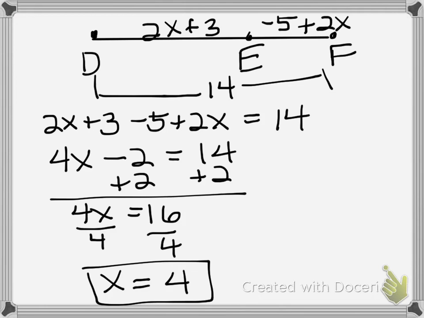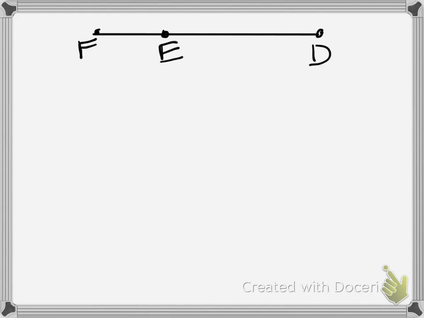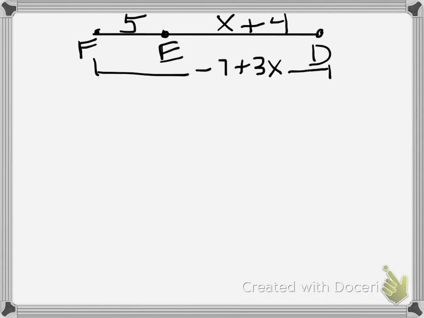All right, for our next one, we have a line segment, FED. So here's F, E is about right here, and here is D. So this is 5, ED is x plus 4, and the whole thing, FD, is negative 7 plus 3x. So again, we set up our equation, adding up the two pieces together.